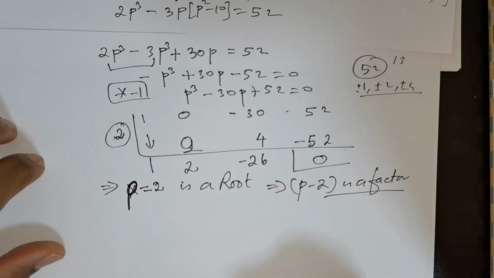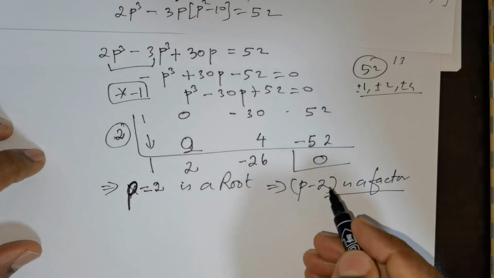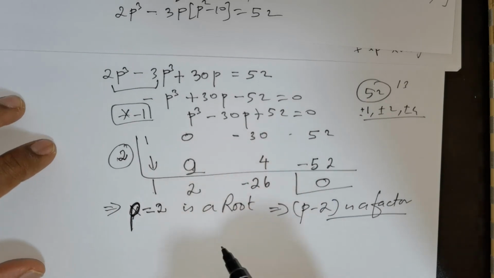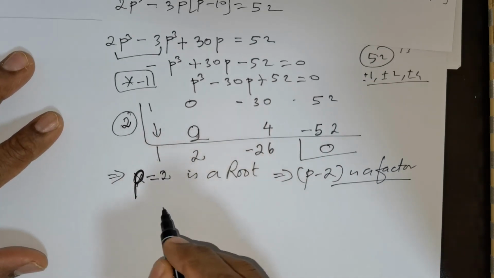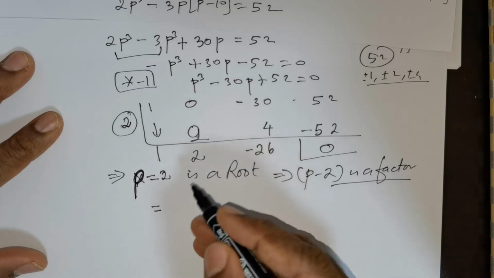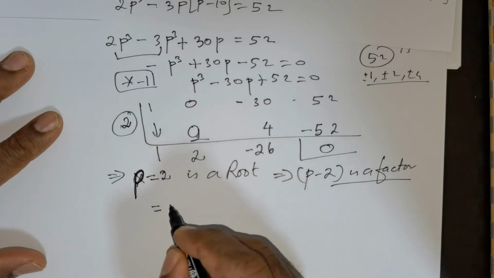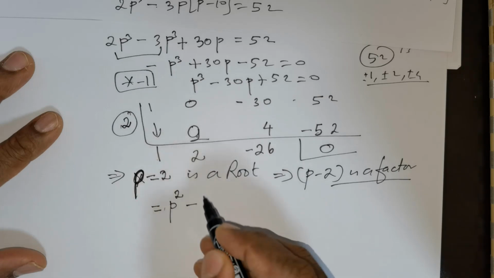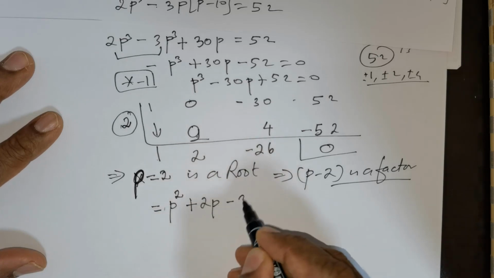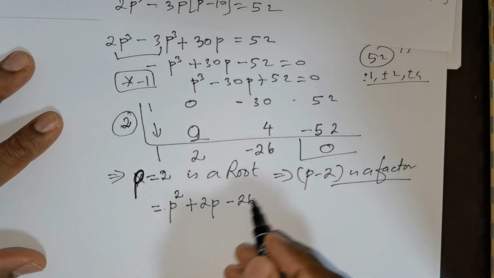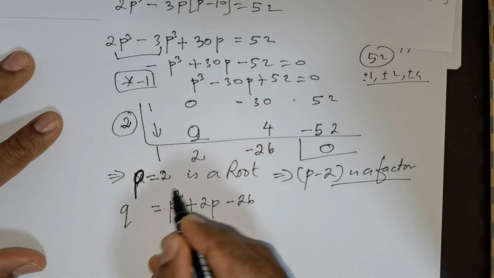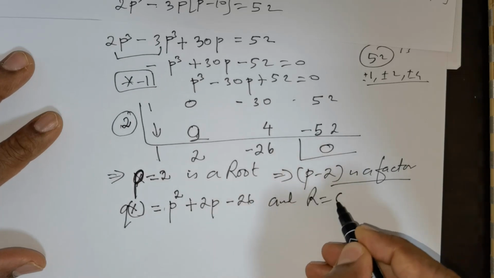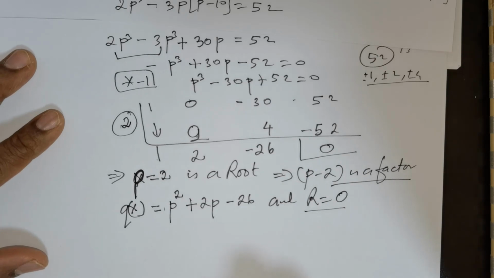Now utilizing this, we have actually reduced the cubic to a quadratic. So this is going to be my remainder polynomial, or in this case the quadratic equation. You have 1 there, so 1 multiplied by p squared, and then you got 2 there, 2 times p, and then you got negative 26. This is actually the quotient q of x, and the remainder in this case is 0. We got the remainder to be 0.